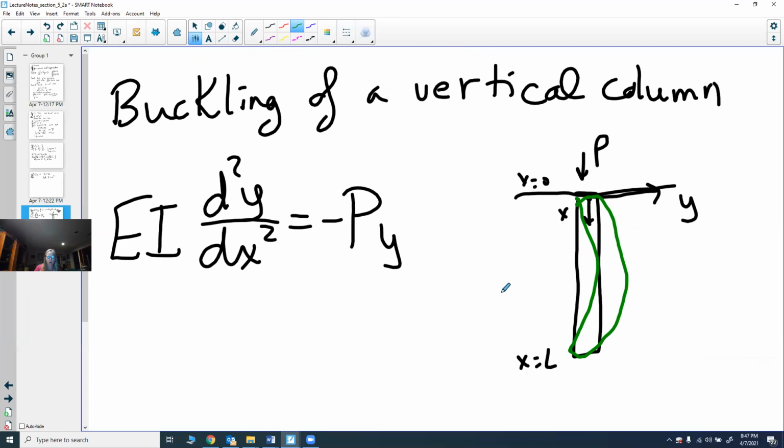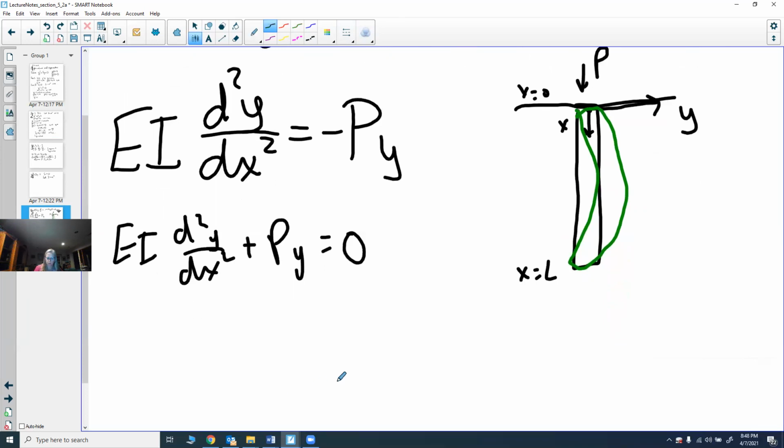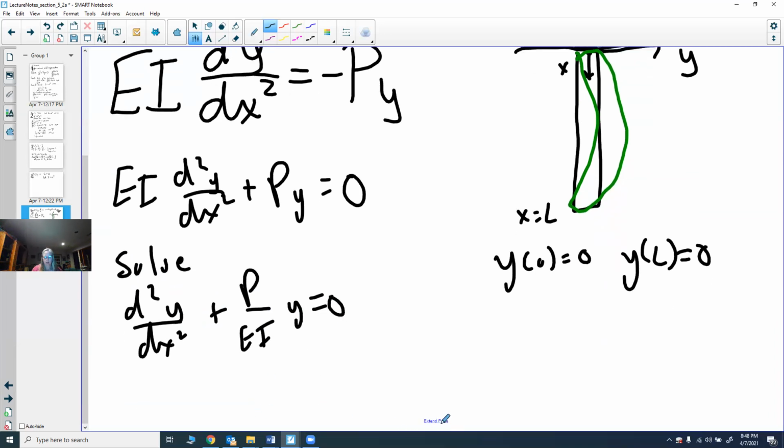Your eigenvalues come into this concept. We can actually go ahead and solve this. I'm going to go ahead and set this equal to 0. And then I am going to tell you that the top and the bottom aren't going to move. So y of 0 equals 0 and y of L equals 0. So I'm going to solve this with these boundary conditions. I'm going to go ahead and first off divide through by the EI. So plus P over EI times y equals 0.